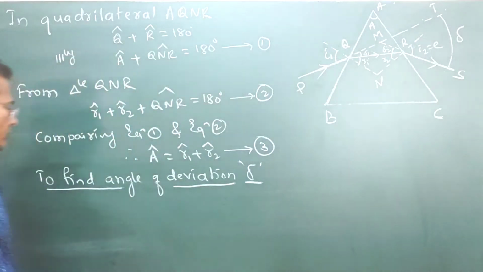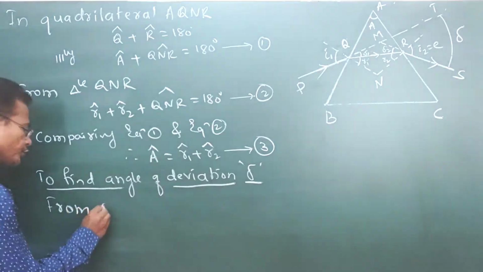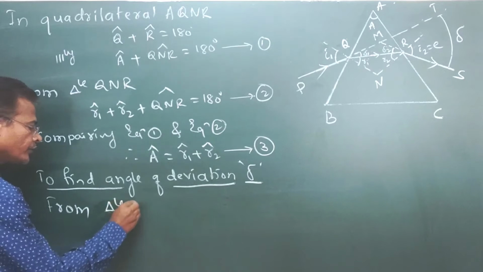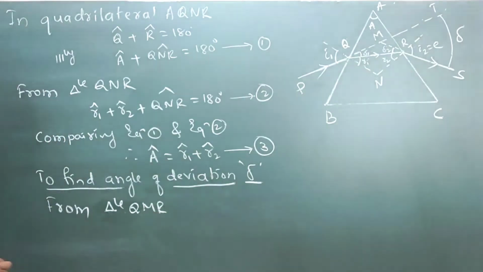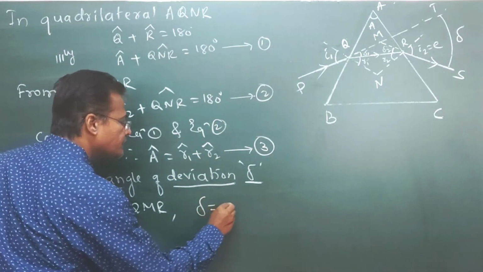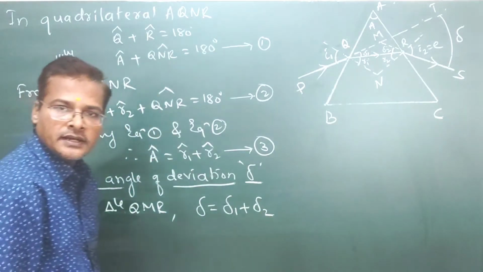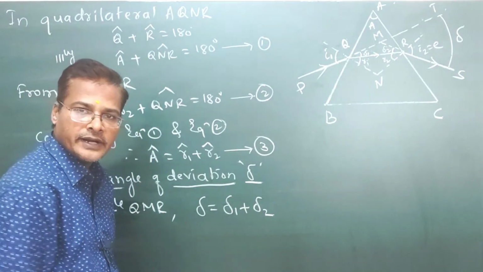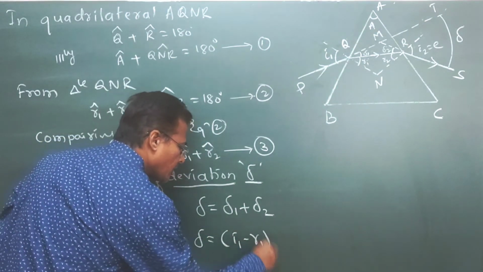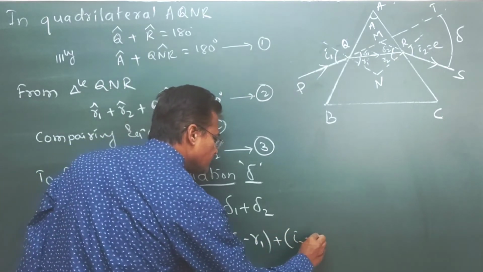So we write from triangle QMR, delta, the exterior angle, is equal to the sum of the two interior angles, that is delta 1 plus delta 2. Already I wrote the value of delta 1 and delta 2. So delta equals I1 minus R1 plus I2 minus R2.